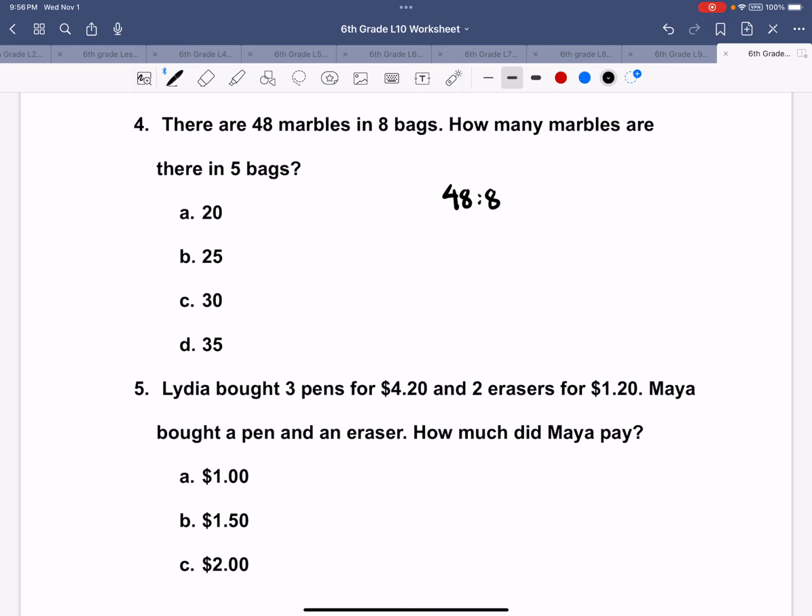So we have our ratio of 48 to 8. We want to simplify this as much as possible, so we divide by 8, get 6 to 1 ratio, and we have our 5 bags here, and we had to multiply by 5 to get there. So we have to multiply by 5 on the other side to get 30. And our answer is C.